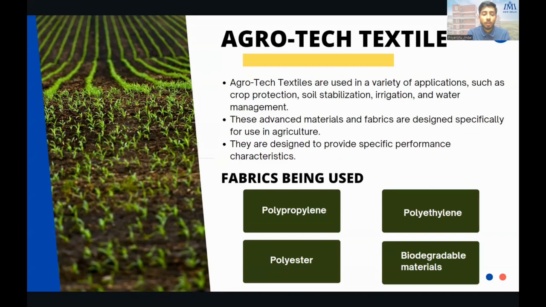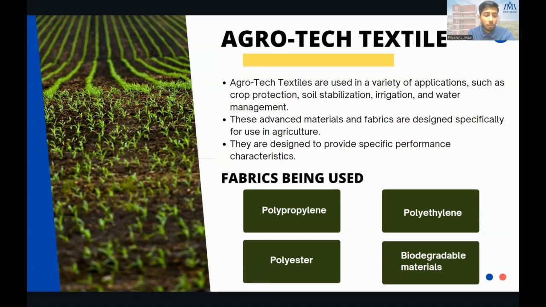So now I will talk a little about the fabrics that are being used in the industry. Firstly, it's polypropylene. Polypropylene is a popular material which is being used for agrotextiles because of its strength, durability, and resistance to moisture and chemicals. It is mainly used for crop covers, weed barriers, and soil stabilization fabrics.